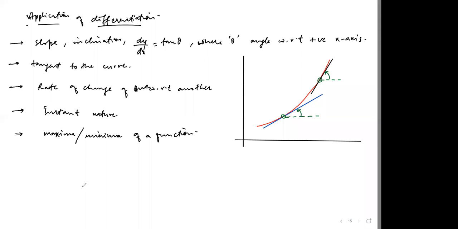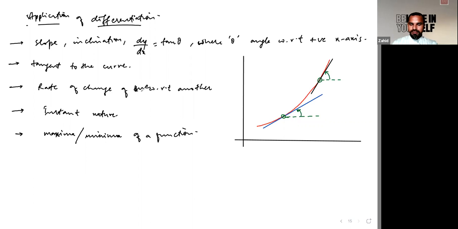Yes, sir. Sir, what is rate of change of, what is that word? Rate of change of one function with respect to another. So the rate of change of one function with respect to another. Okay.